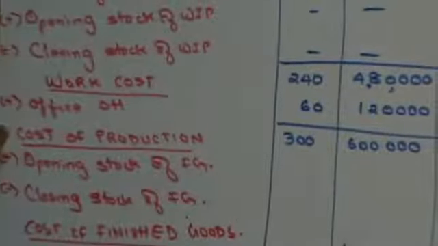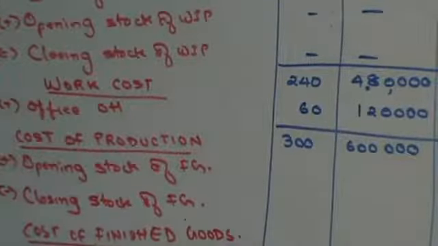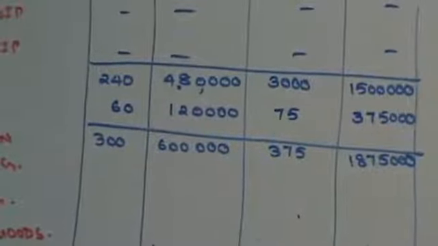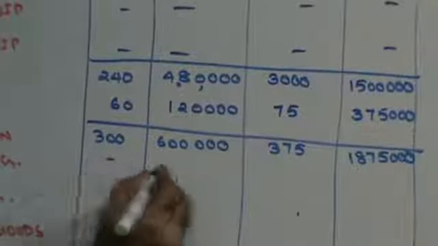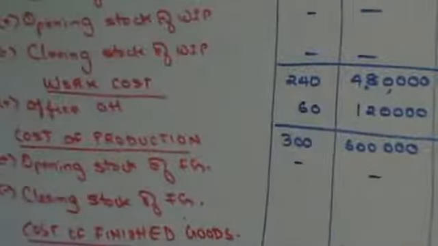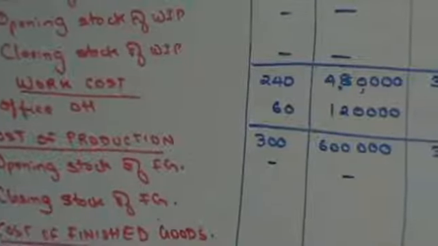2,000 units of product A were produced, out of which 1,500 were sold. Now guys, if 1,500 have been sold, that means how many are not sold? 500 are not sold. There is no opening stock of finished goods given to you. Now whenever you have closing stock, you have to follow a specific method.